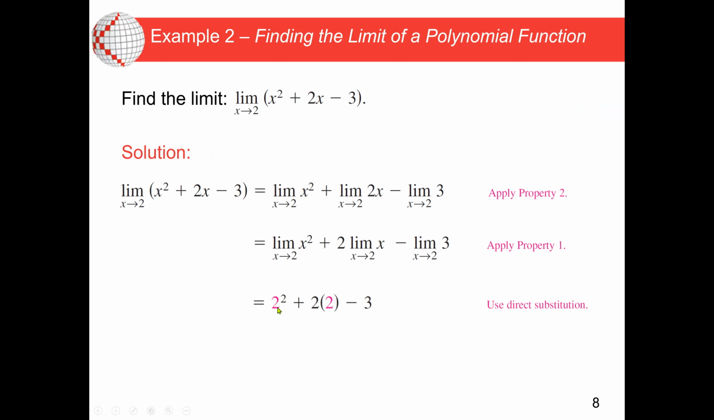So again, our answer will be 2 squared plus 2 times 2 minus 3. And that will give us 5. So the whole concept here is that anywhere we see x, we substitute with the 2 since the limit approaches 2. So we get 2 squared plus 2 times 2 minus 3.